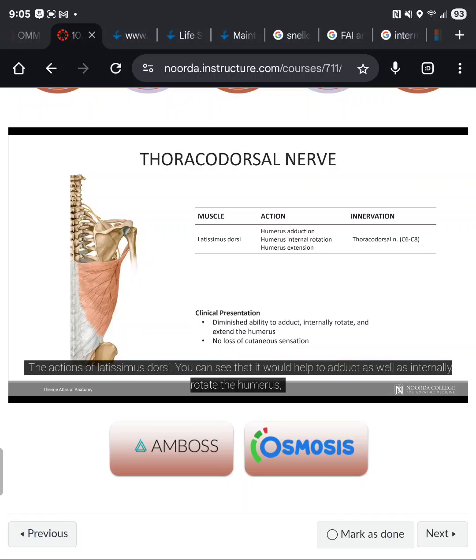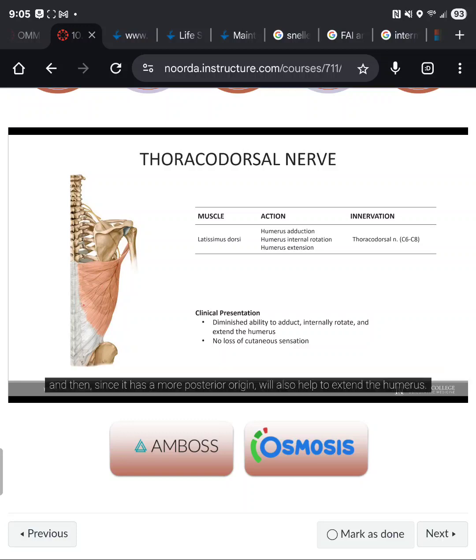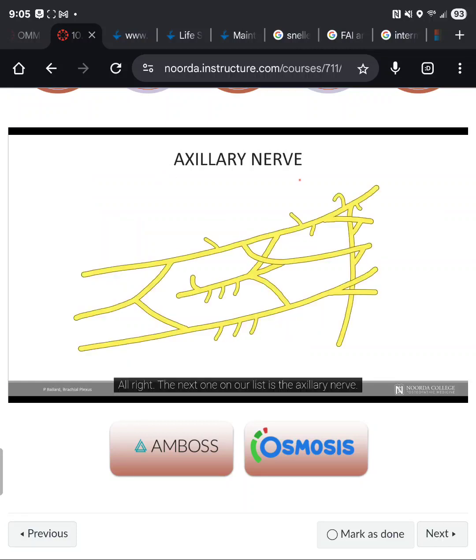The actions of latissimus dorsi, you can see that it would help to adduct as well as internally rotate the humerus. And then since it has a more posterior origin, it will also help to extend the humerus. Then again, that's innervated by the thoracodorsal nerve. All right, the next one on our list is the axillary nerve, and this one also is coming off the posterior cord, and we can see it right there.